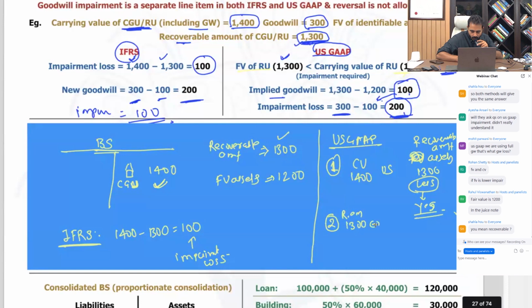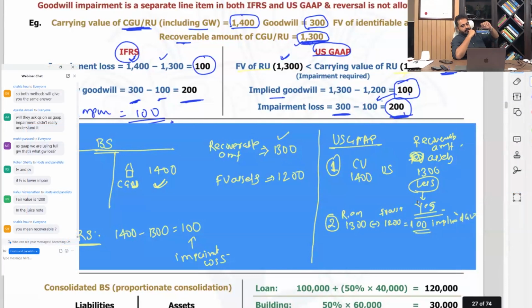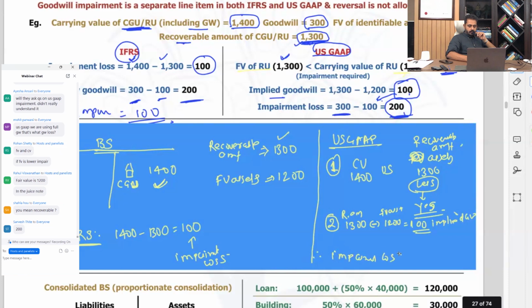But what is the fair value of those assets? If I were to sell them individually, fair value of those assets are 1200. That means my implied goodwill value in the business is 100. Does this make sense? That if I were to sell the whole unit, I get 1300, but if I were to sell only the assets, I get 1200. So I have an implied goodwill of 100. But right now, goodwill recognized in my books is how much? 300. Therefore, my impairment loss is 200.